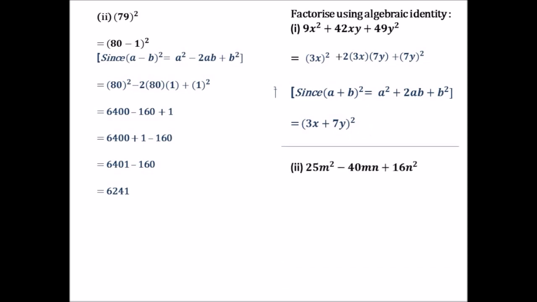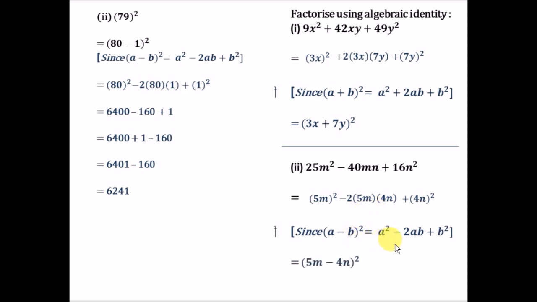Next question, 25m square minus 40mn plus 16n square. Now the terms with square are 25m square and 16n square. 25m square can be expressed as 5m whole square, 5 5s are 25, m into m is m square. And 16n square can be expressed as 4n whole square. 4 4s are 16 and n into n is n square. Now the middle term, since we have a minus sign, so minus 2ab, minus 2 into 5m into 4n. 2 5s are 10, 10 4s are 40, m into n, mn, 40mn, minus 40mn.